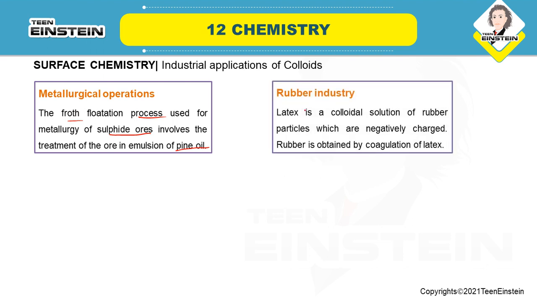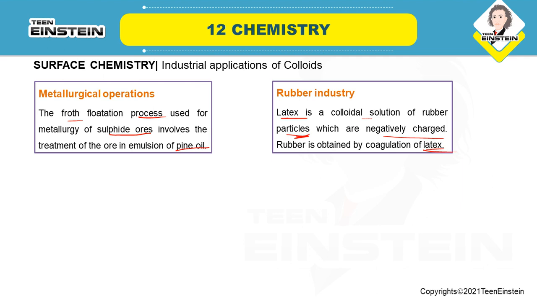Rubber industry. Latex is basically a colloidal solution of rubber particles, and these are negatively charged. Okay, so rubber is obtained by coagulation of latex. So as it is negatively charged, it is treated with opposite charge, that is positive charge, there will be coagulation, and finally it will be called rubber. So rubber is obtained by coagulation of latex. Latex is naturally obtained, and then we artificially convert it to rubber.